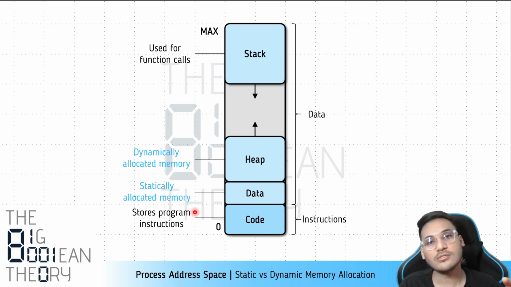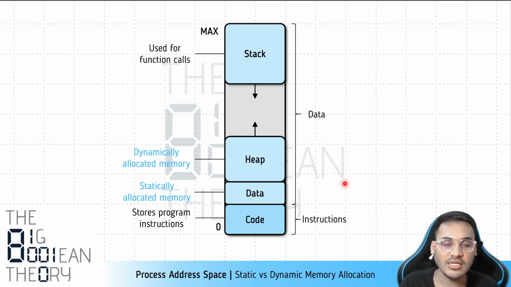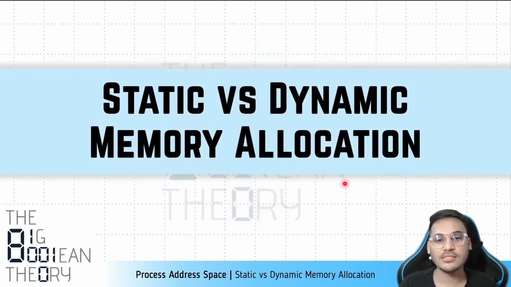So the data section stores a whole bunch of things, and the common thing among all of them is that all of them are statically allocated. So that is why we need to have a good understanding of what is static and what is dynamic memory allocation, and what is the difference between them, so that when we start talking about the data and the heap section, then we can understand them properly. So now let's start and discuss what is static versus dynamic memory allocation.